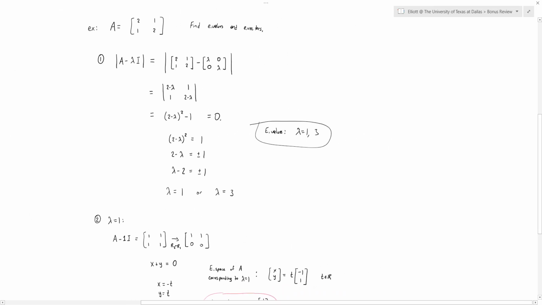So in general, when you compute the determinant of A minus lambda I, this is going to be an nth degree polynomial in lambda, assuming that A is an n by n matrix. So this nth degree polynomial that you get by computing the determinant of A minus lambda I, this is called the characteristic polynomial of A.